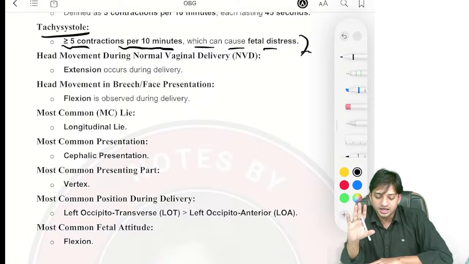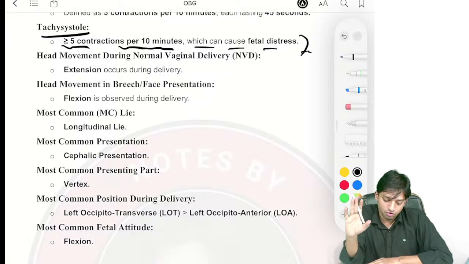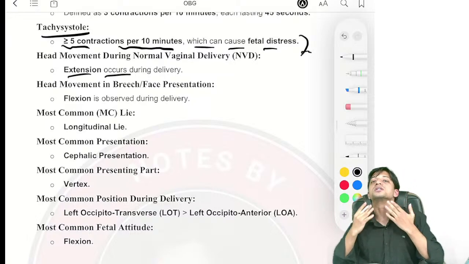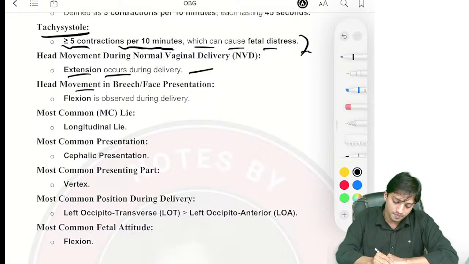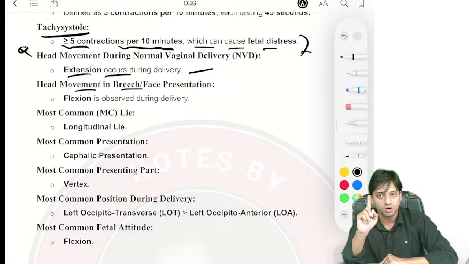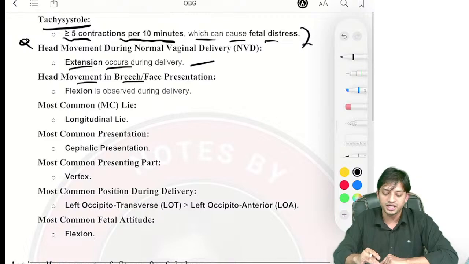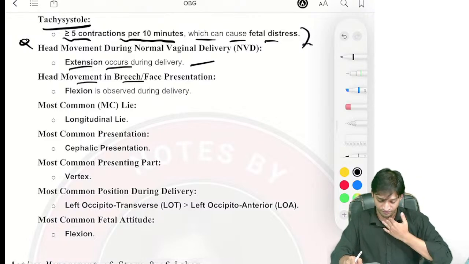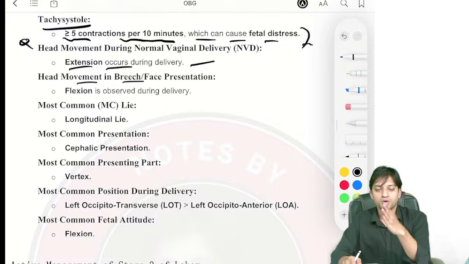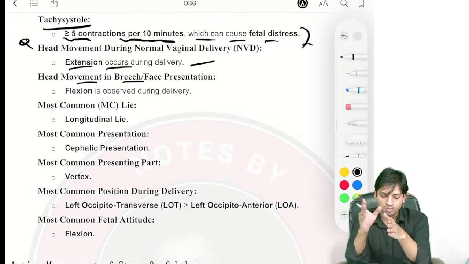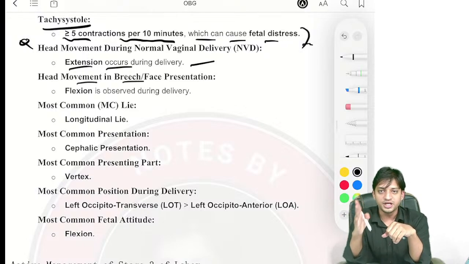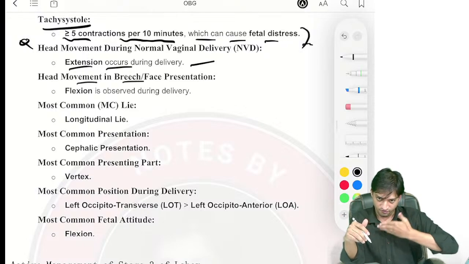Now, head movements during normal vaginal delivery. So, during normal vaginal delivery, what can be the head movement? The head movement occurring during normal vaginal delivery is extension. So, extension, right? These are the asked one-liners. We will be discussing all these one-liners. Head movement in breech presentation or face presentation will be flexion, right? So, in normal vaginal delivery, the head movement observed is extension, right? And in breech presentation, the head movement observed is flexion.